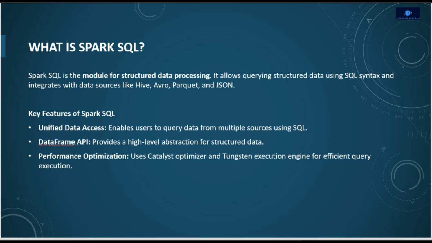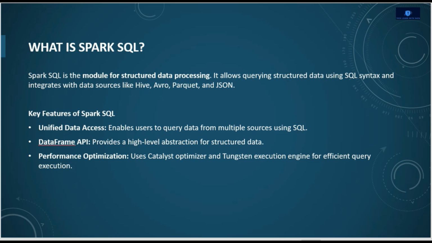We have some key features of Spark SQL, like unified data access. It allows users to query data from multiple source systems using SQL. If we have multiple sources, like MySQL, SQL Server, or any CSV file, we can convert them into a data frame, and as per that data frame, we can query on that data. We can also do any type of join between those data frames.